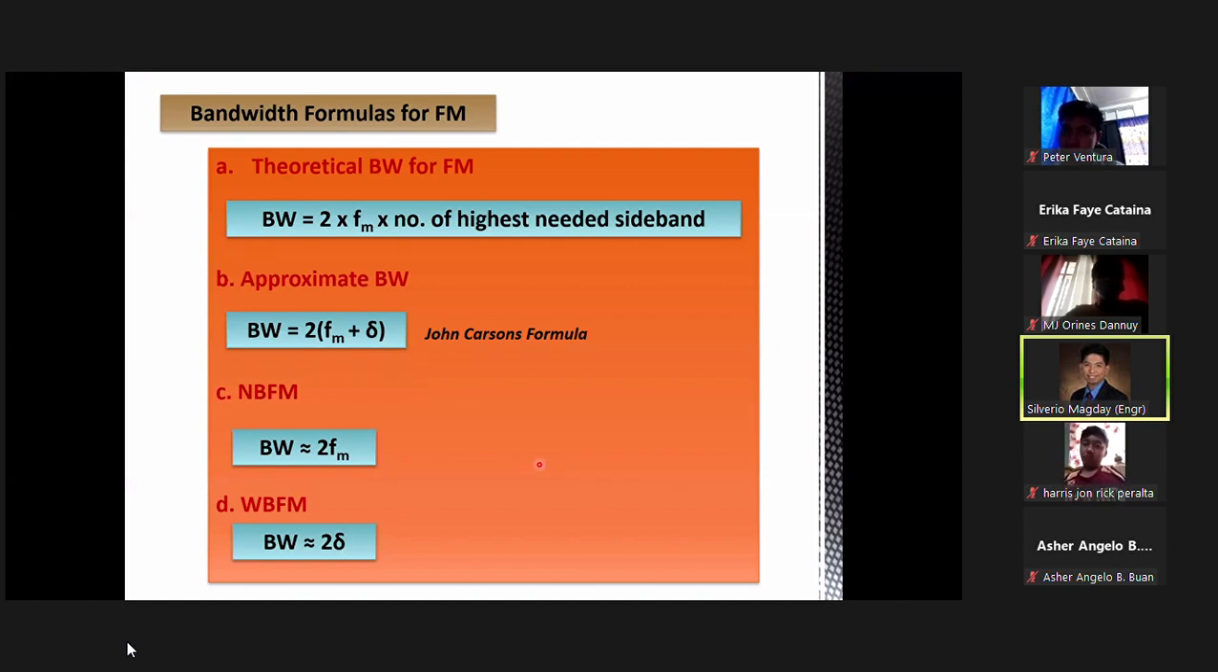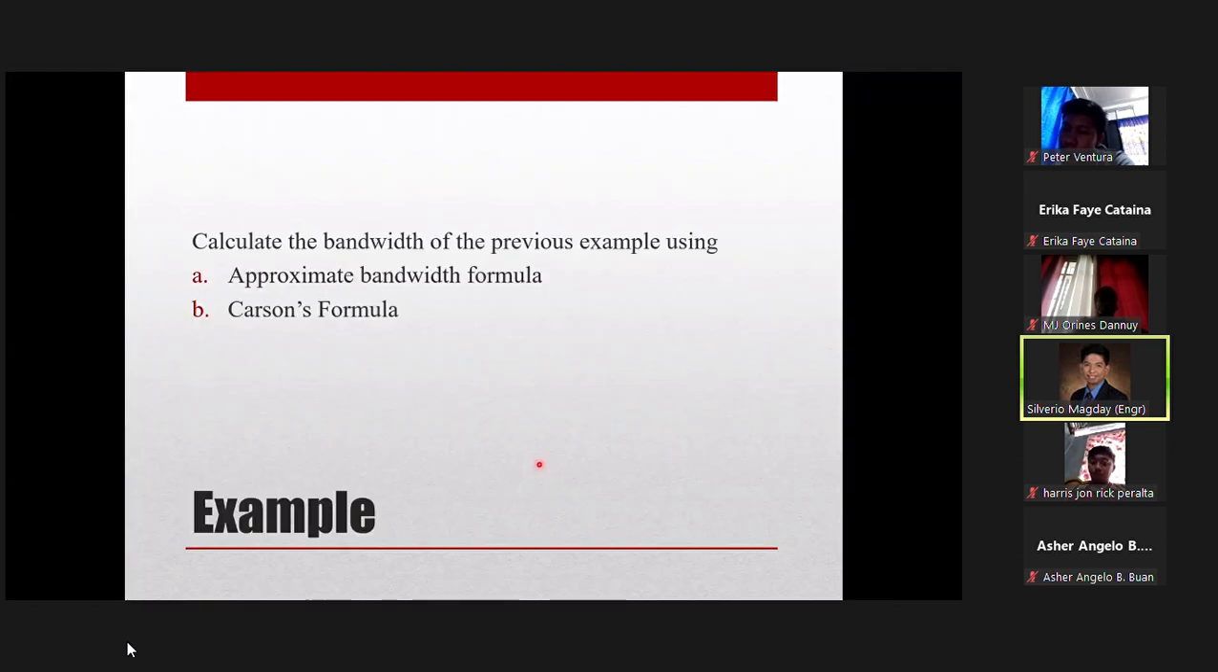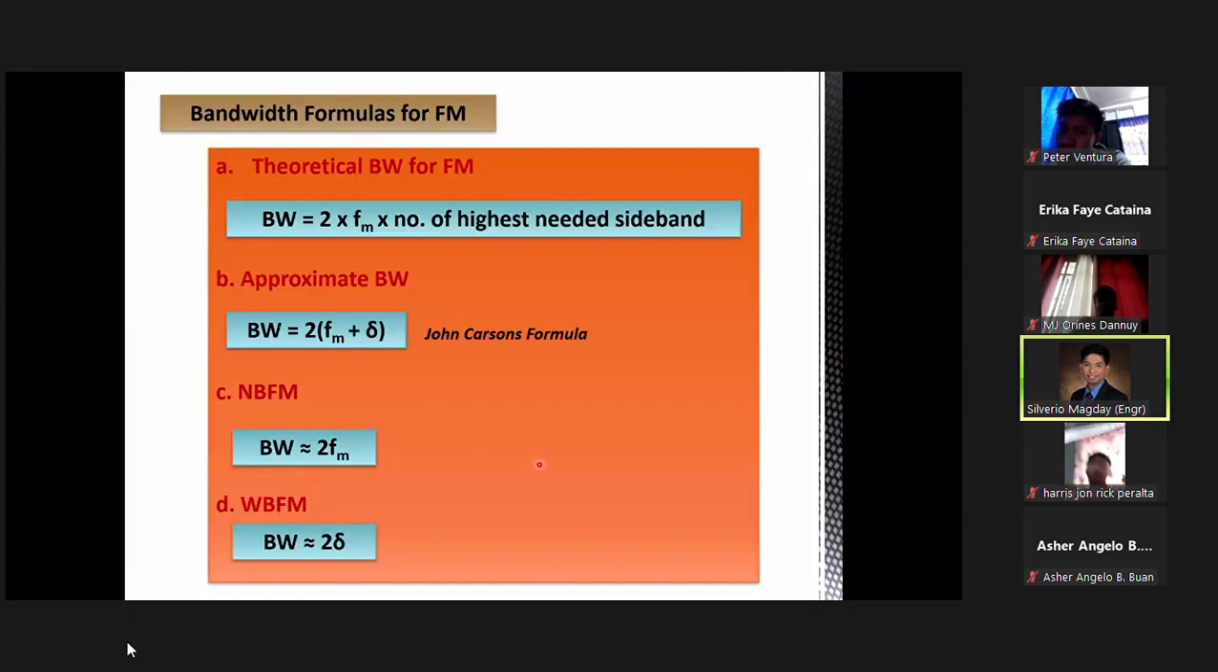So just twice the number of sidebands. For the approximate, it is using John Carson's formula: twice the sum of the modulating frequency and the deviation frequency. Pag narrow band, just twice the modulating frequency. Kapag wide band, twice the deviation. And ito, bandwidth of the previous example. Basta pag approximate bandwidth formula, just twice using John Carson's formula.